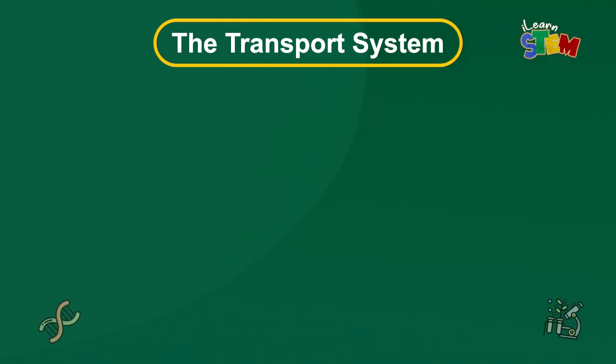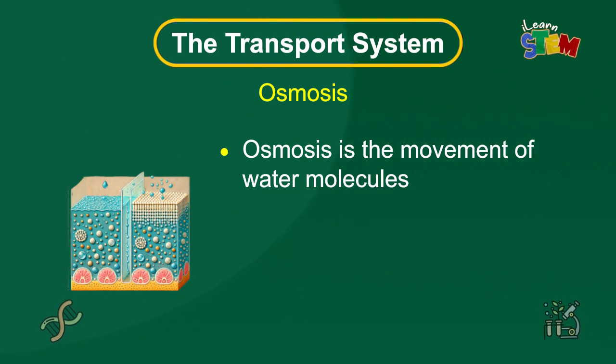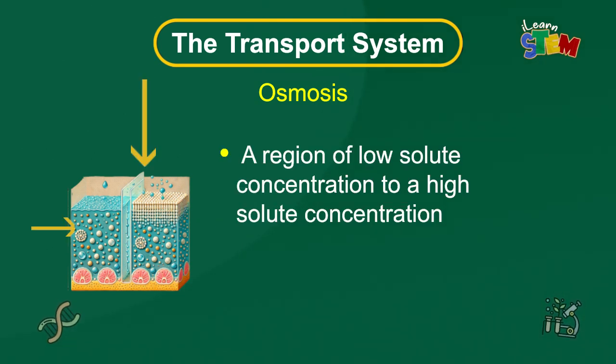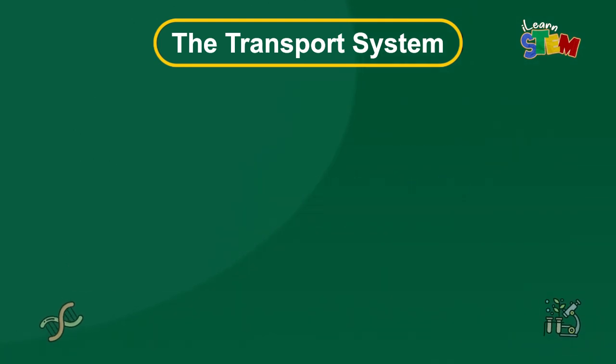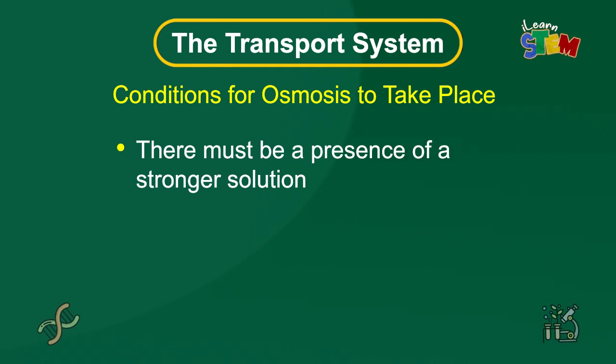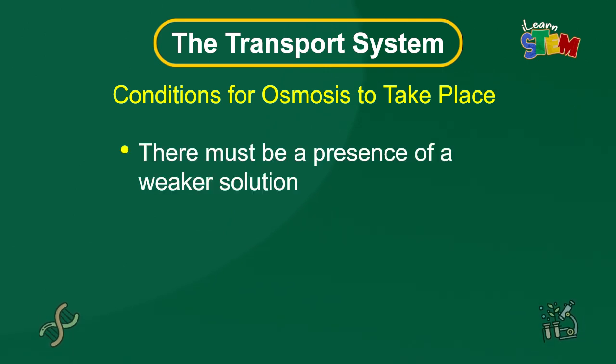Now, we will look at osmosis. Osmosis is the movement of water molecules through a semipermeable membrane from a region of low solute concentration to a high solute concentration. For osmosis to take place, there are three major conditions involved. 1. There must be a presence of a stronger solution. For example, sugar or salt solution. 2. There must be a presence of a weaker solution. An example is distilled water.